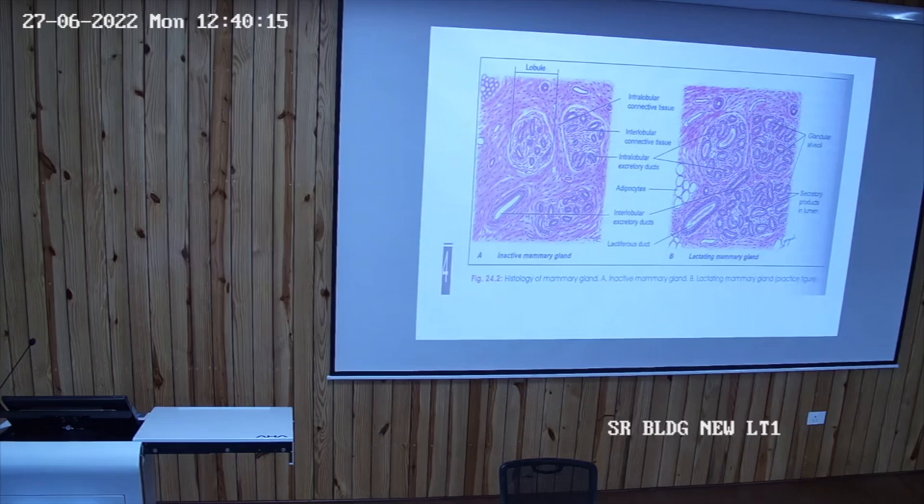But the next question is whether the mammary gland section is in the inactive stage or the active stage. Look at both diagrams. This is the inactive stage and this is the lactating mammary gland. To differentiate this, see the alveoli in the two slides.